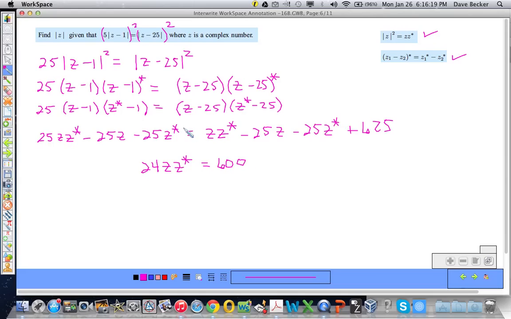Okay. Oops, I forgot a plus 25 here on this expansion, which makes sense. Negative 1 times negative 25 is 25 times 25. So that's why that's 600. Sorry about that. So then zz star would be equal to 25. And zz star, again, is equal to mod z squared. So mod z squared equals 25. And therefore, mod z is equal to 5. That is a thing of beauty.